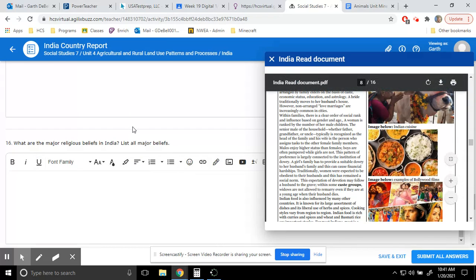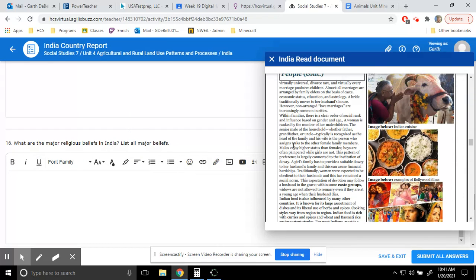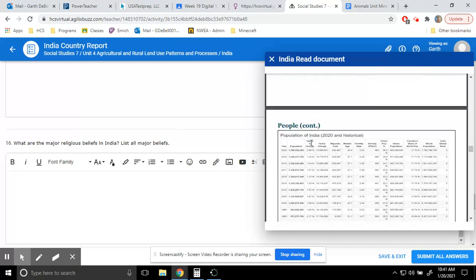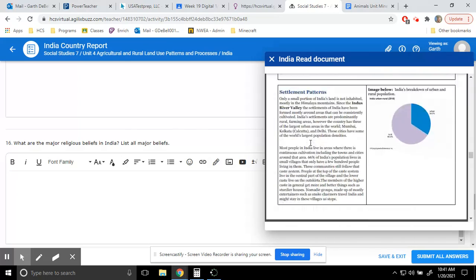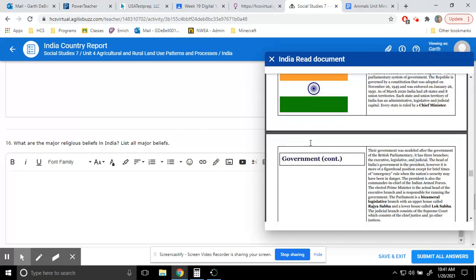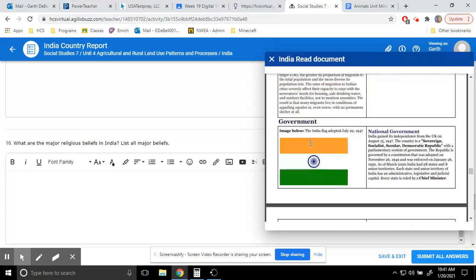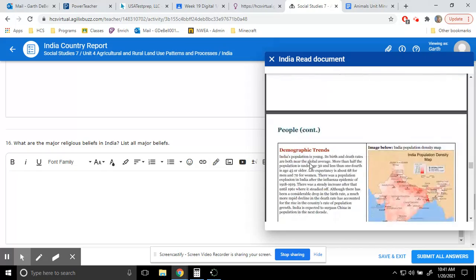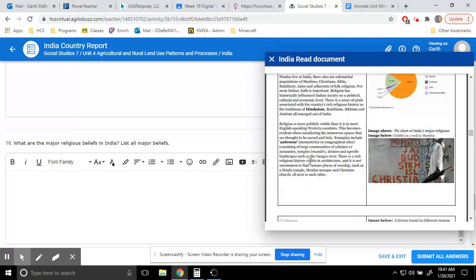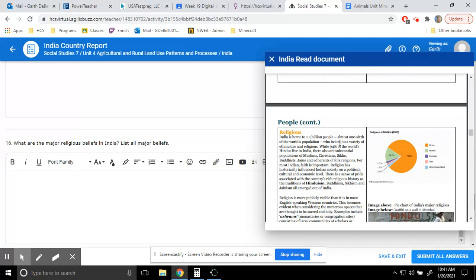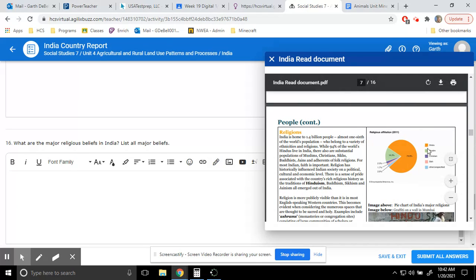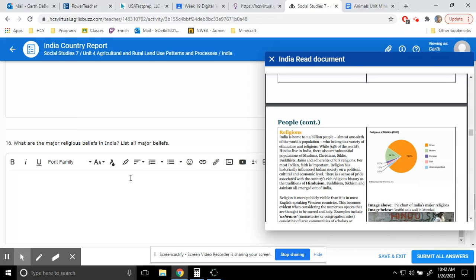What are the major religious beliefs in India? List all major beliefs. Before, I would have people do things like, let me find a religion section. Oh, that's government. We passed religion already. All right, right here. So, for example, it says that this is Hindu. It has the yellow section, it's 79.8%, and people would give me the answer of "it's mostly Hindu," and that would be it, right?